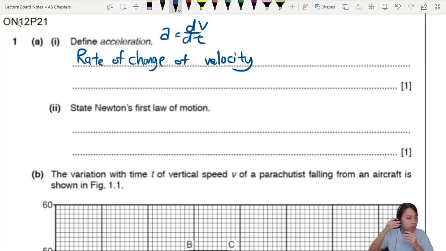Don't say change in velocity over time. Sometimes it's accepted, sometimes it's not. So the safest is rate of change.